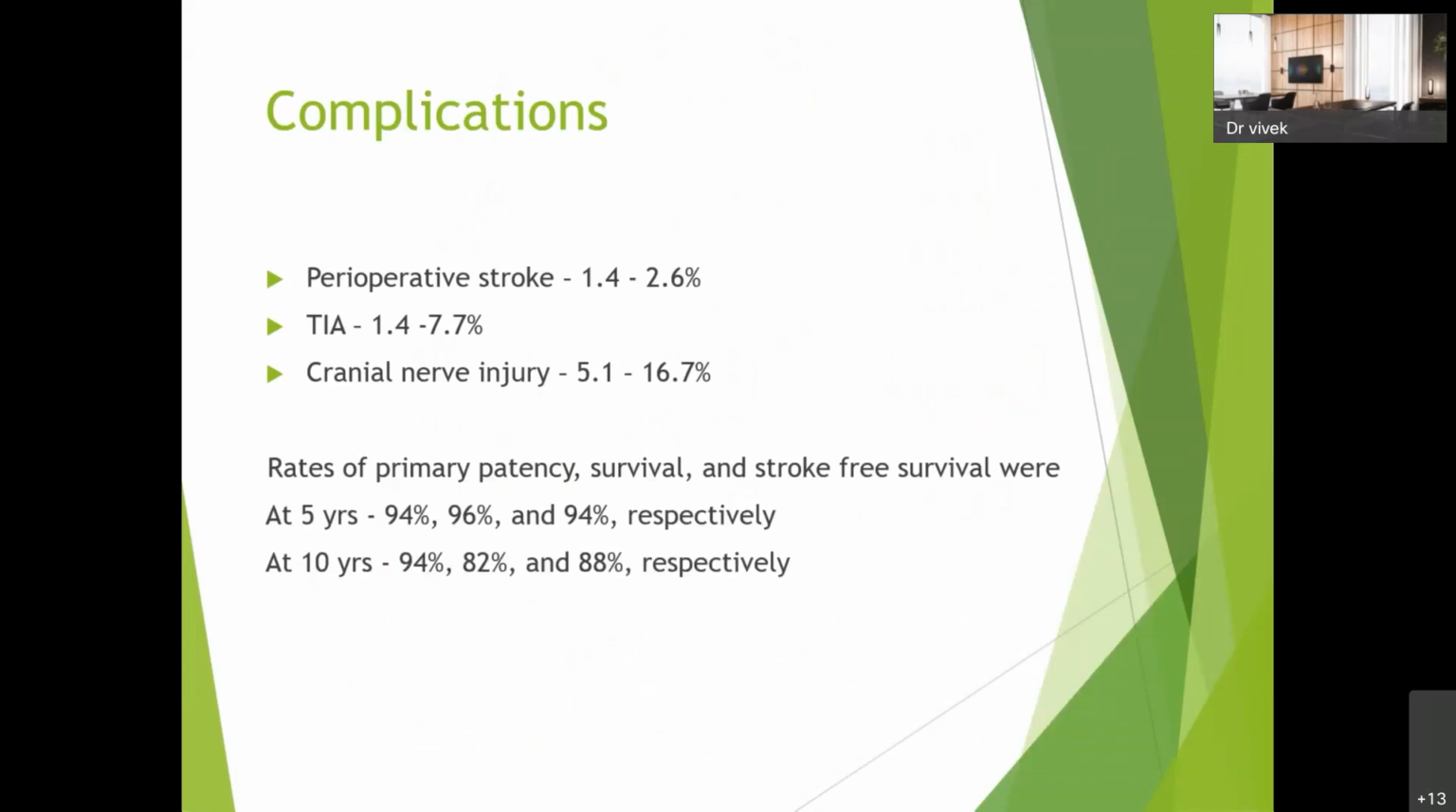Complications associated with this are basically perioperative stroke 1.4 to 2.6%, TIA 1.4 to 7.7%, and cranial nerve injury 5.1 to 16.7%. Primary patency survival and stroke-free survival were, at 5 years, 94, 96, and 94%, and at 10 years were 94, 82, and 88%. So the results are good.